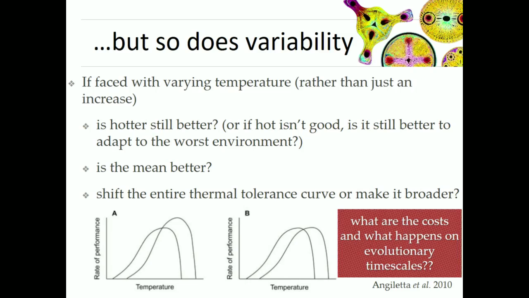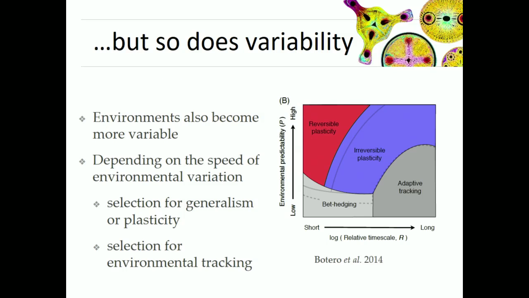So basically, what we don't know is what happens on evolutionary timescales and whether or not there's a cost associated in terms of not having the high peak performance anymore. Now, these things have been subject to extensive modeling. For example, in this model here, that is looking at the frequency of fluctuations with regards to the generation time.